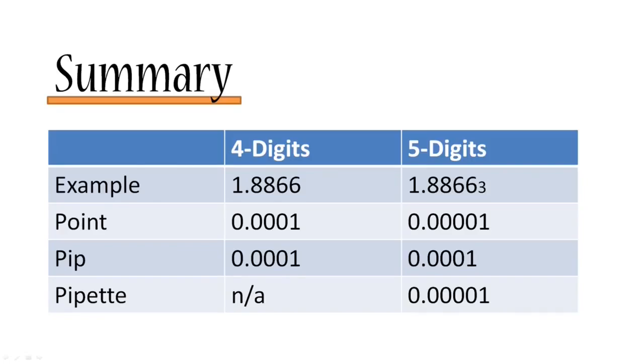In the 5-digit system, because there's enough precision, you can talk about pipettes, and it's 0.00001. However, I do advise not to use this term because it's not frequently used. So you will notice that some traders out there get this mixed up, and actually some respectable traders can get this mixed up because this is terminology.